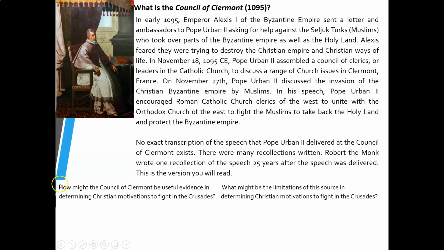You're going to answer these two questions. Make sure you answer these two questions. The first one says, how might the Council of Clermont be useful evidence in determining Christian motivations to fight the Crusades? And then what might be the limitations of this source in determining Christian motivations to fight the Crusades?